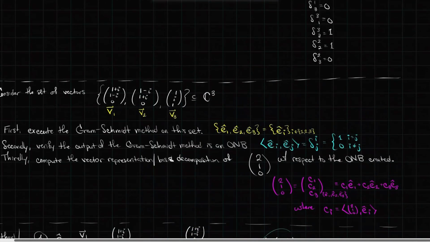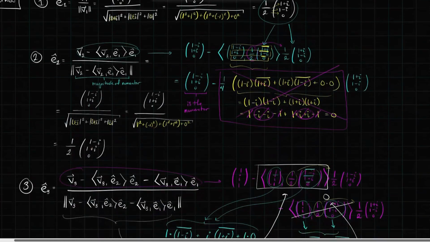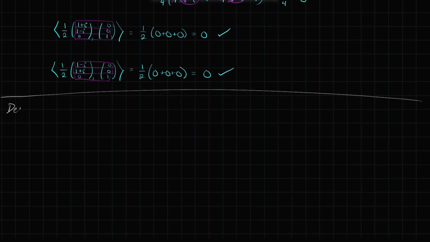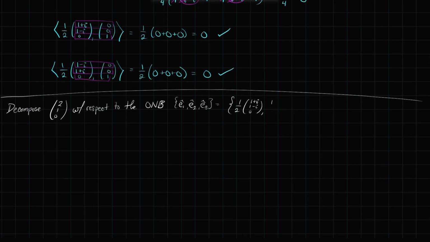Finally, my job for today is to compute the vector representation, or basis decomposition, it's the same thing, of the vector (2, 1, 0) with respect to the orthonormal basis I've created. So let's decompose (2, 1, 0) with respect to the orthonormal basis E1 hat, E2 hat, E3 hat, which we can recall was 1/2 (1 plus i, 1 minus i, 0), 1/2 (1 minus i, 1 plus i, 0), and (0, 0, 1).